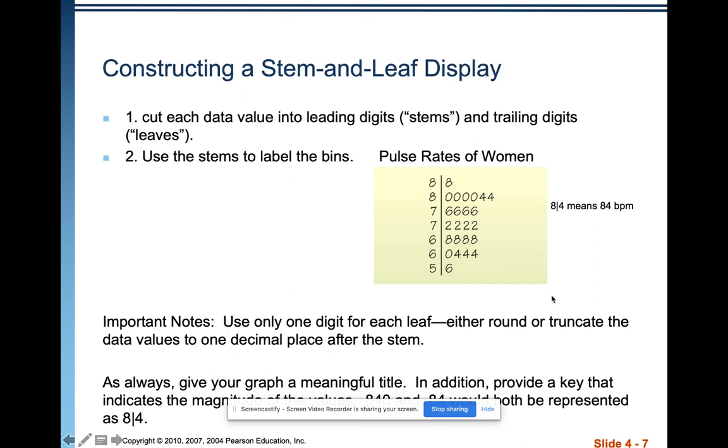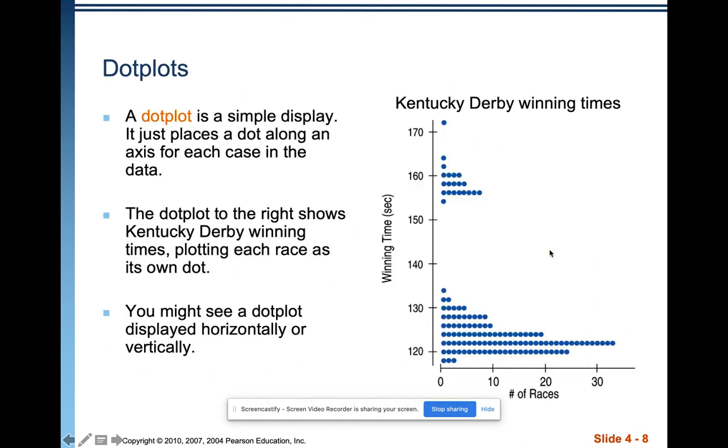It can mean 0.84. We always have to give a key with an example of just one value and what it actually means in this context. So 8 and then a little line 4 means 84 beats per minute, because we're talking about pulse rates. And as always, you want to label your stem and leaf display with a meaningful title. We always want to do that in AP Statistics.